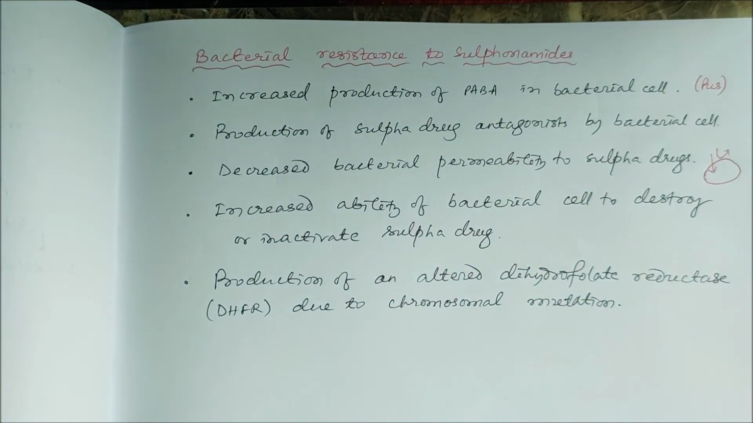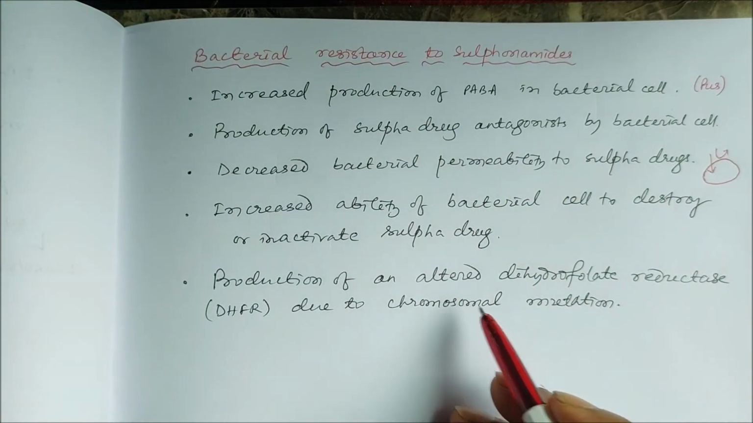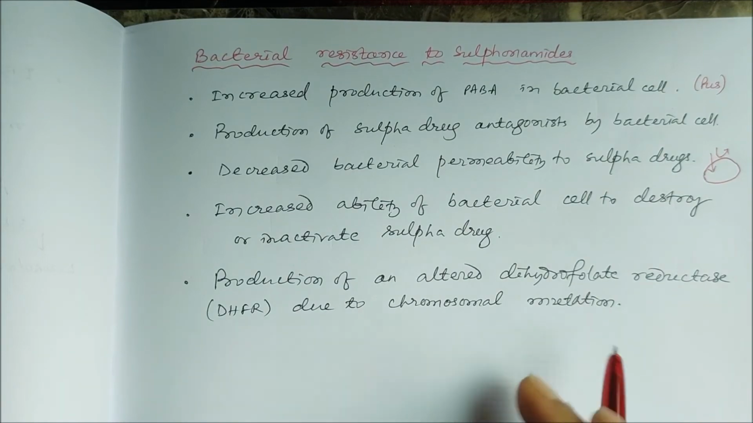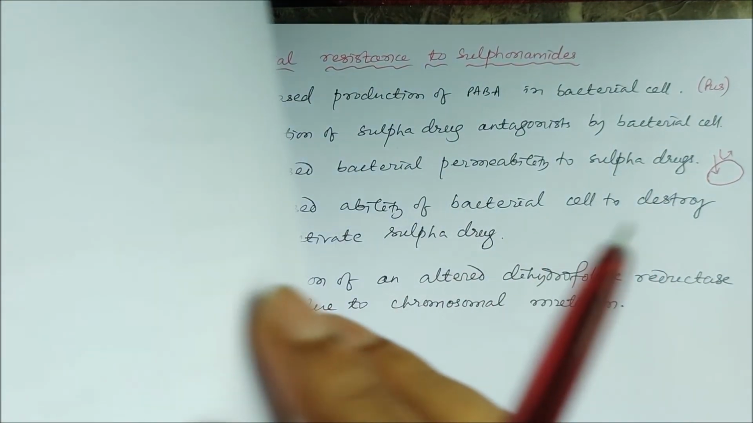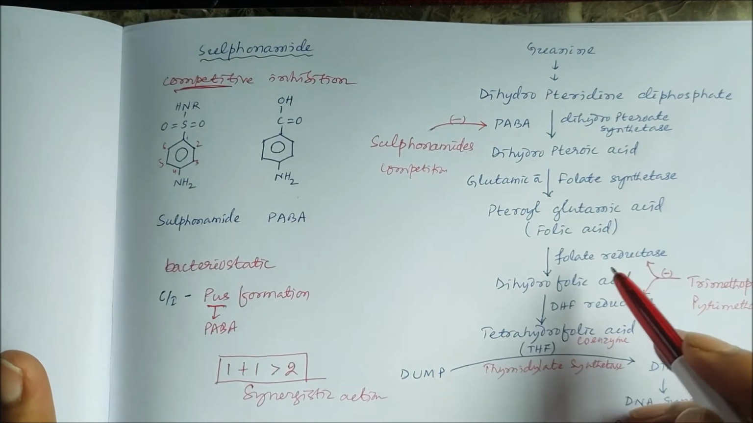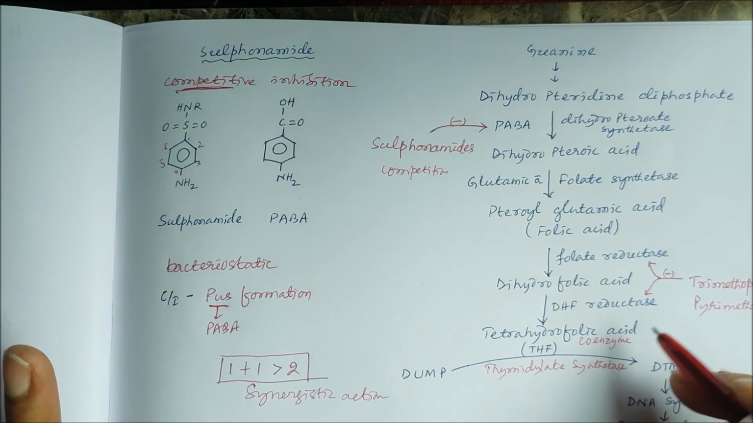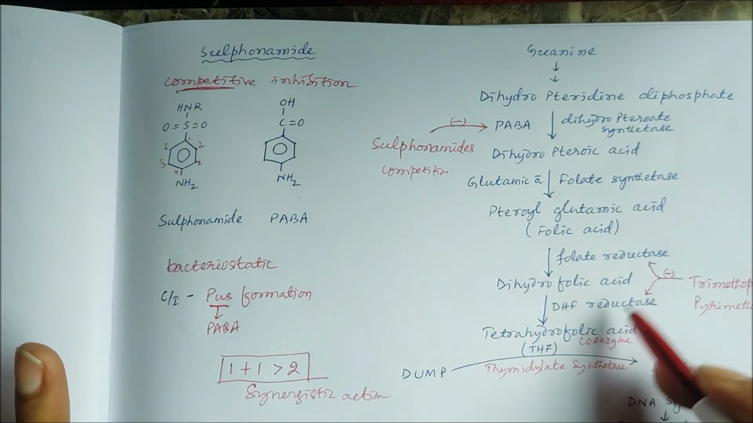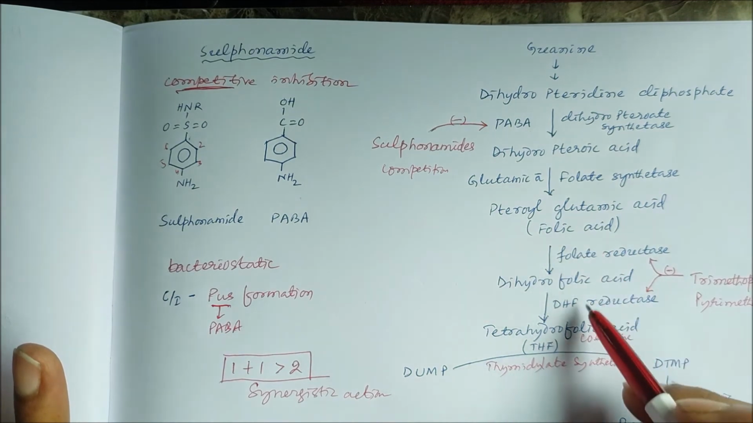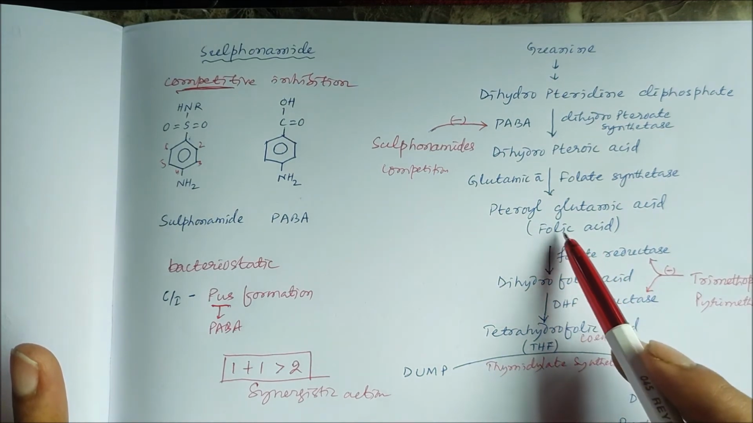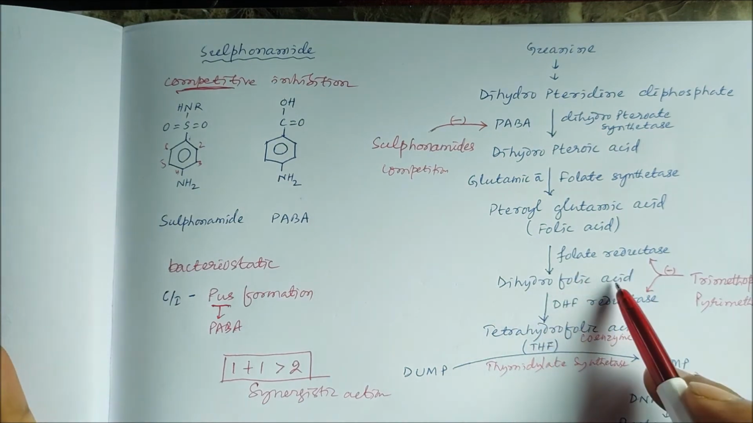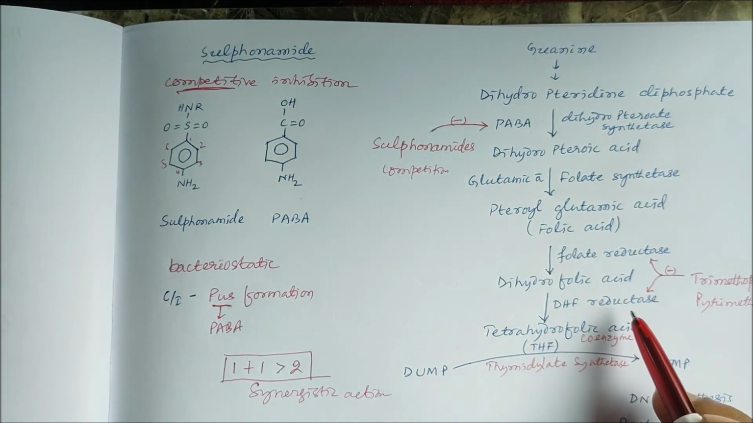And sometimes there is altered dihydrofolate reductase due to chromosomal mutation. So there will be mutation in this enzyme, folate reductase or dihydrofolate reductase. This is the same enzyme, only the nomenclature is different because of the substrate. Here folic acid is the substrate, so folate reductase. Here dihydrofolic acid is the substrate, so dihydrofolate reductase.